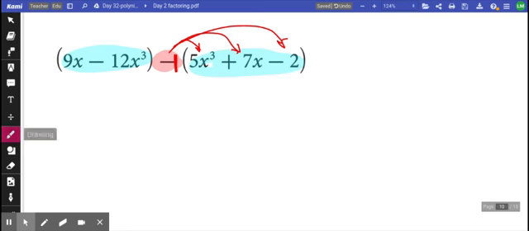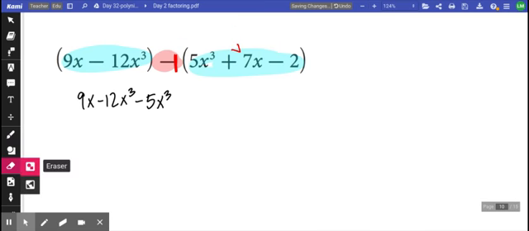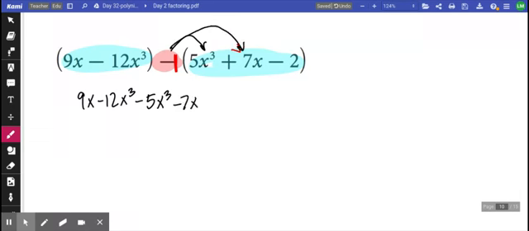So I'm going to clear out the parentheses. I have 9x minus 12x to the third minus 5x to the third, right? Because I'm subtracting each of these terms. So minus 5x to the third, and minus 7x, and minus 2. Minus negative 2 turns into plus 2. So remember, when we're subtracting, it changes each of the signs in the parentheses. Okay, same thing as before.